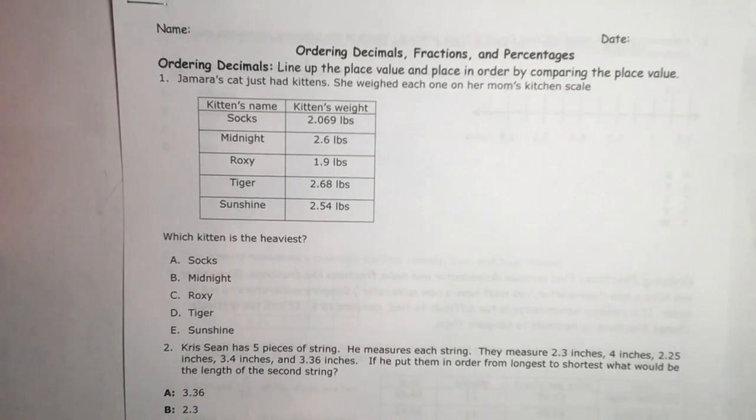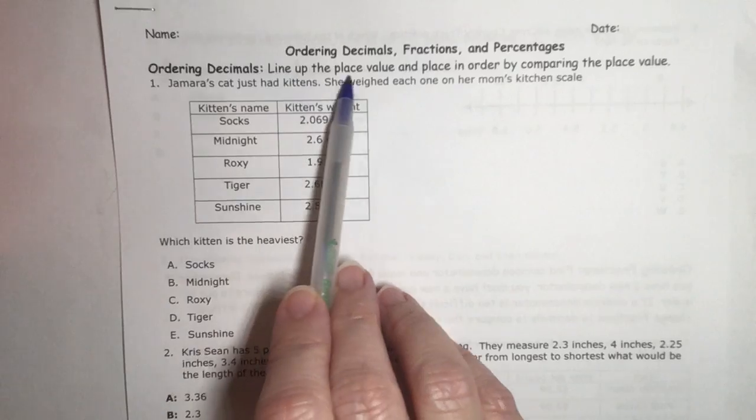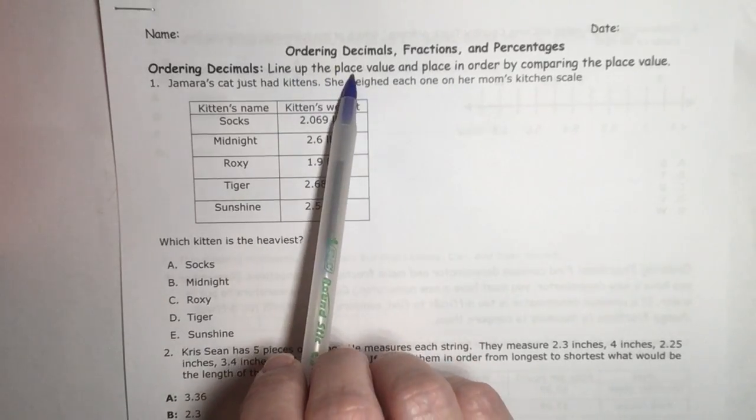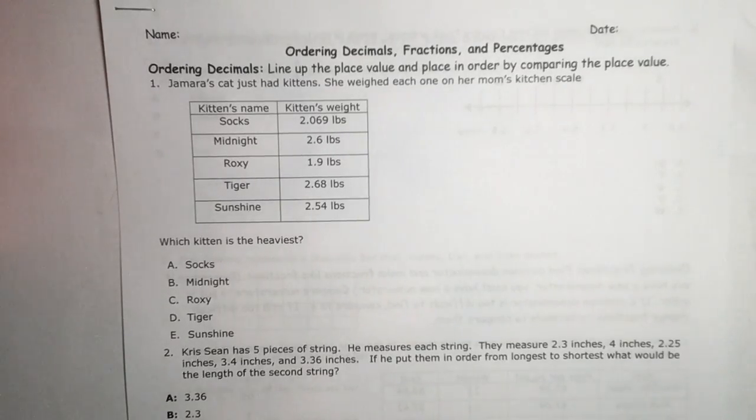Today we are going to be practicing ordering decimals. We have some different types of word problems here for us to practice and try together. So remember, when we order decimals, we want to line up our place values. We do that by lining up our decimals, and then we place them in order by comparing each place value.